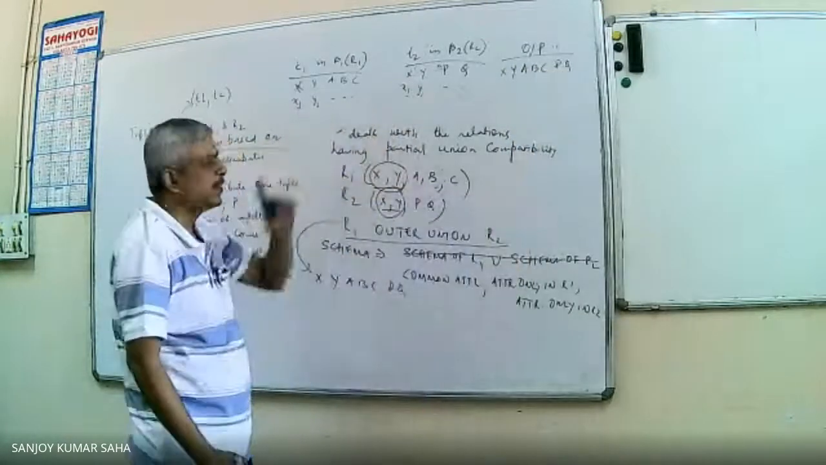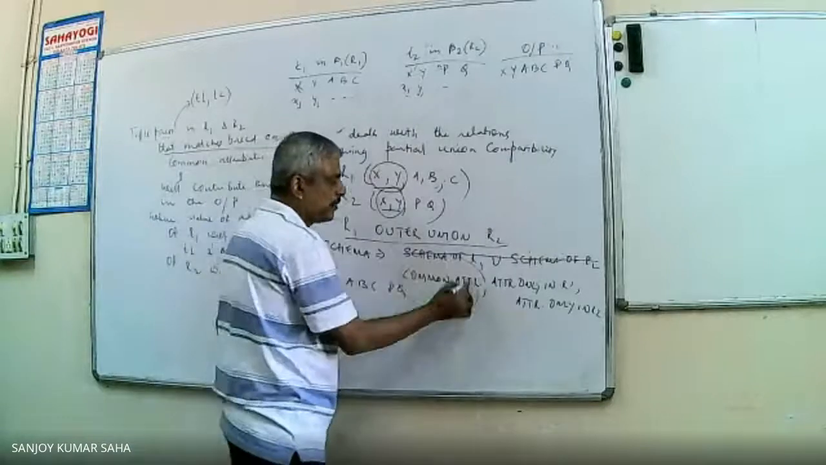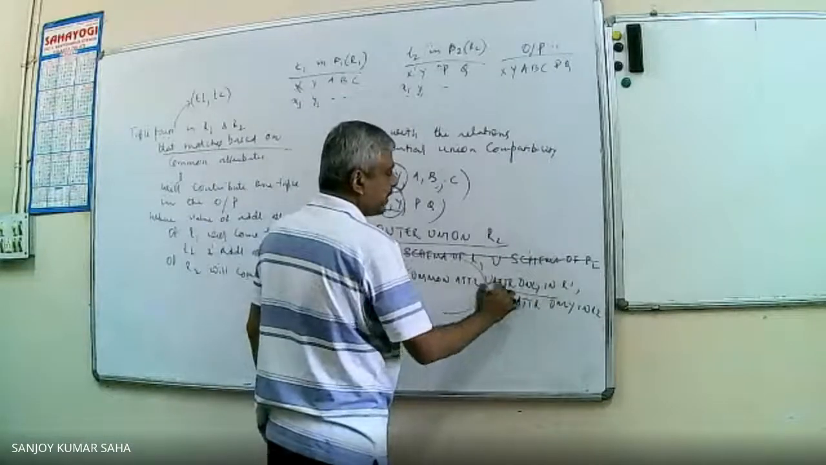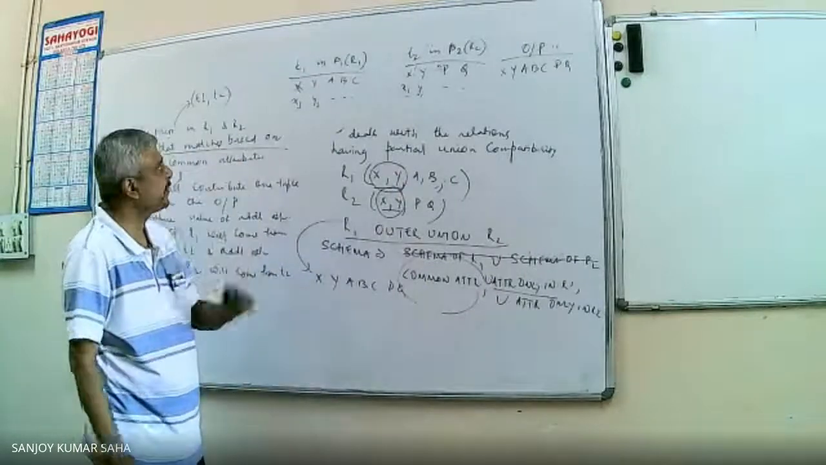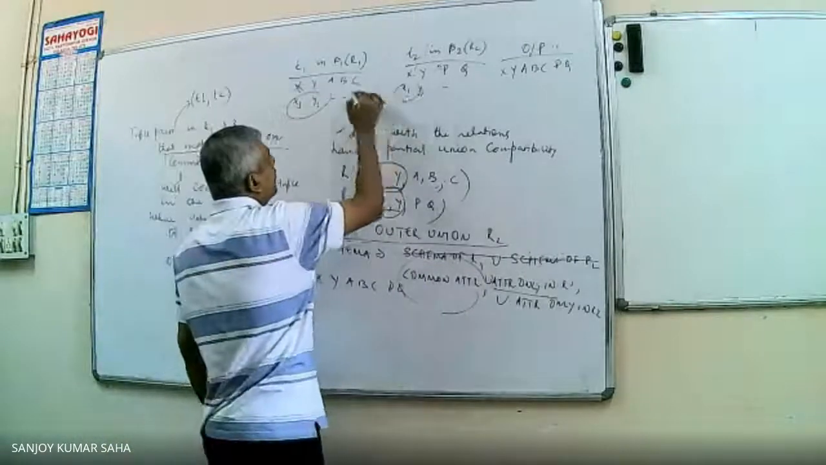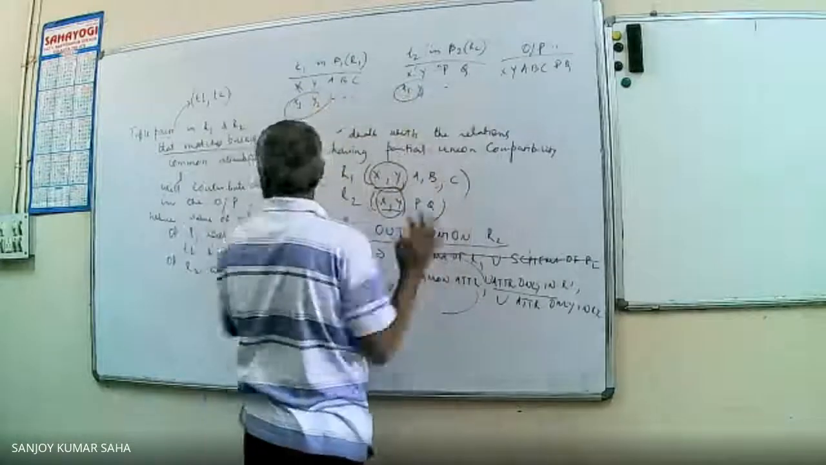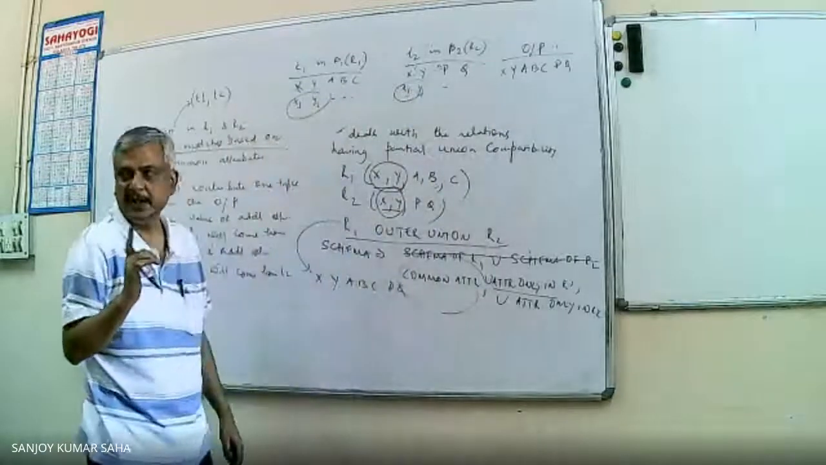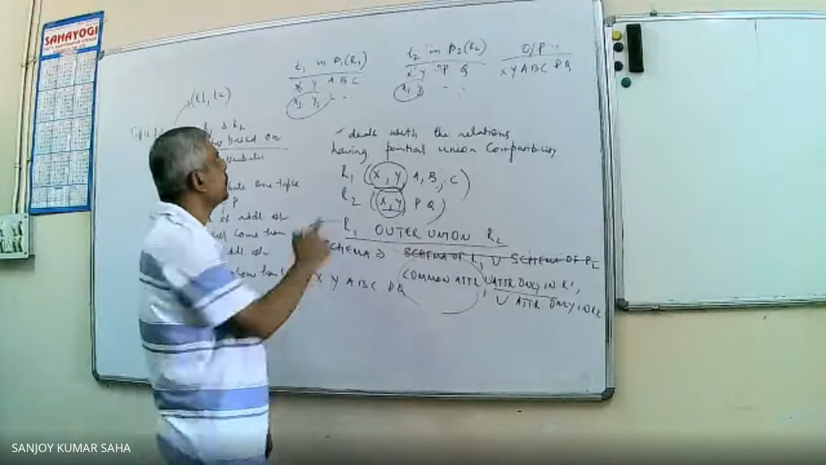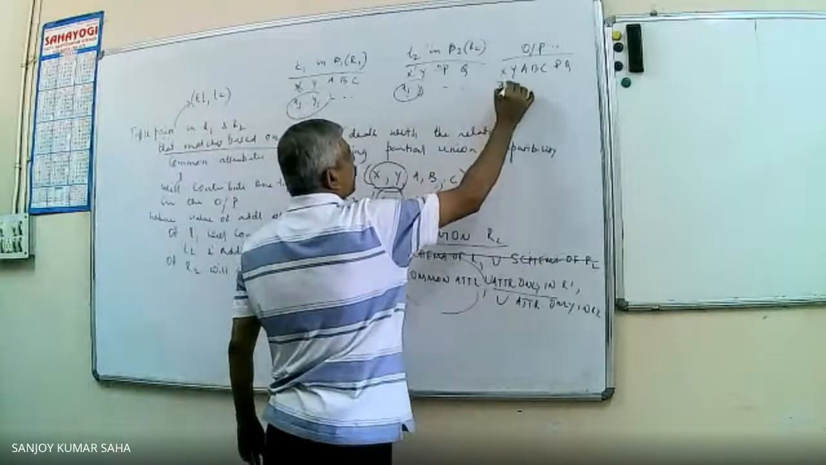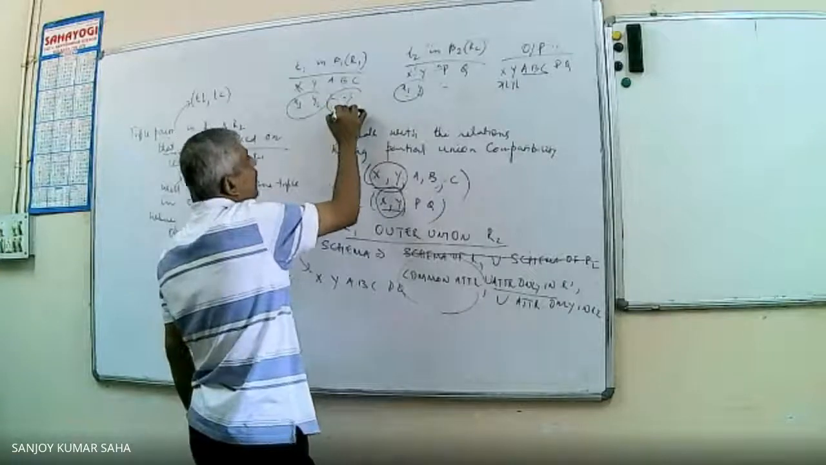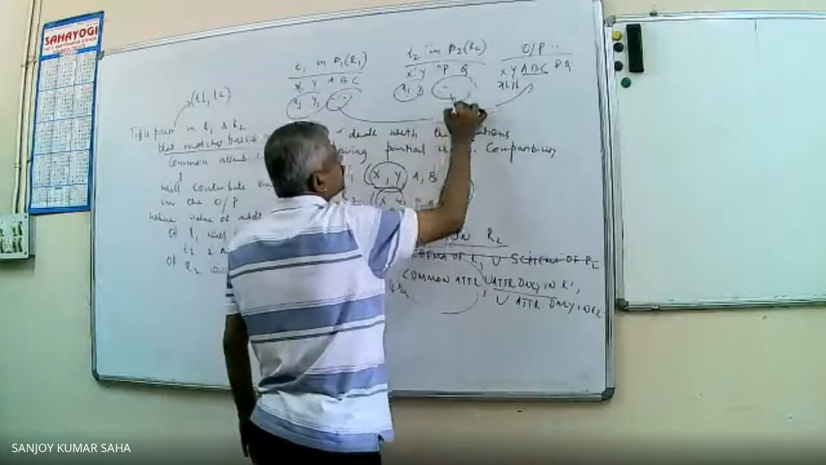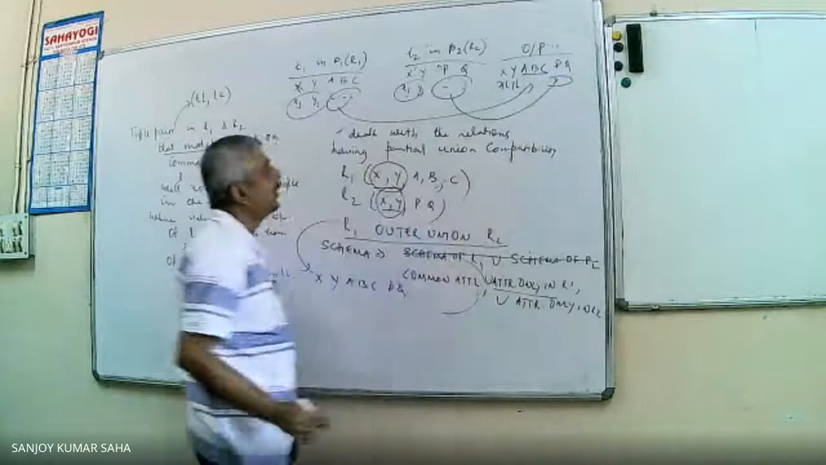In the output, the common attributes appear only once: common attributes, union attributes only in R1, union attributes only in R2. If the value is the same, this pair will contribute towards a single tuple in the output. So we'll have here X1, Y1, then the additional attributes will come from T1, and the additional attributes from T2 will come here.